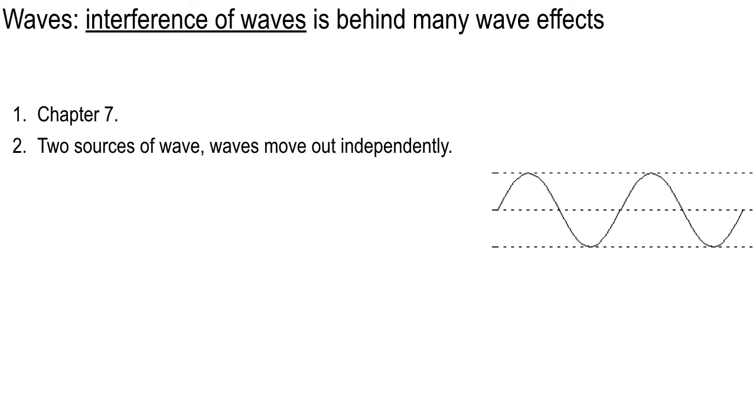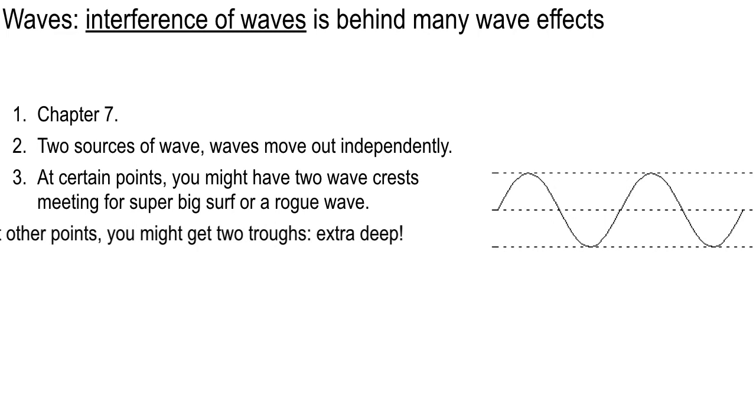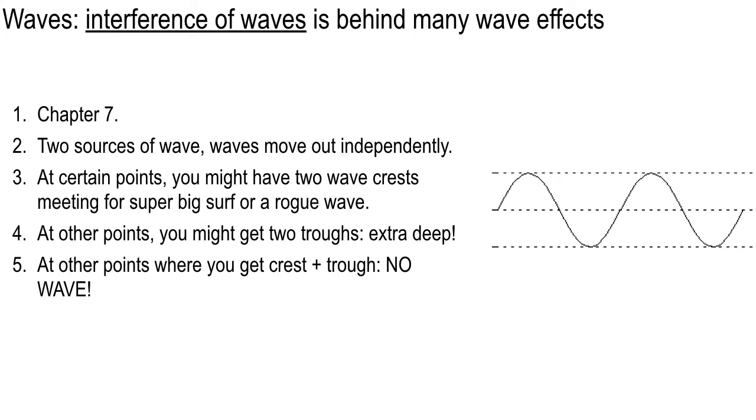Okay, so two sources of waves. Let's go through it again. At certain points, you might have two crests meeting for a super big surf, like Praia do Norte in Nazaré, Portugal, or a rogue wave if you're out in the middle of the ocean. At other points, you might have two troughs, extra deep. Those are both constructive interference. At other points, you can get a crest and a trough interacting.